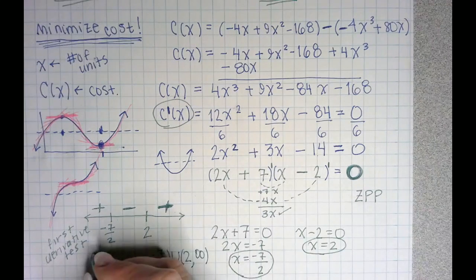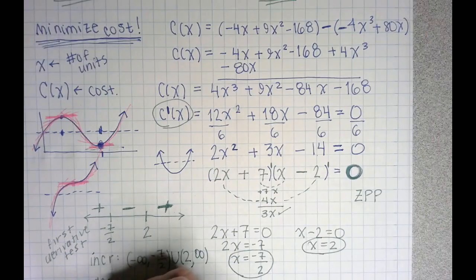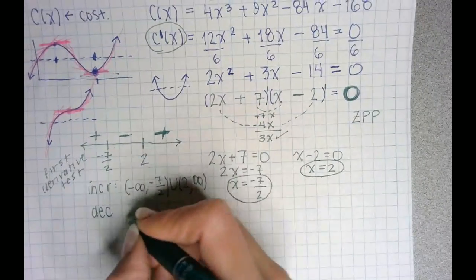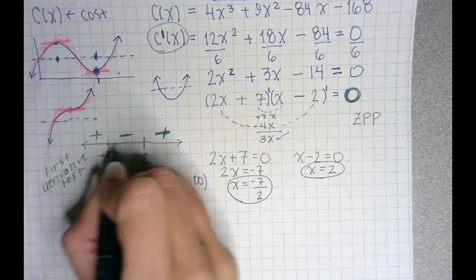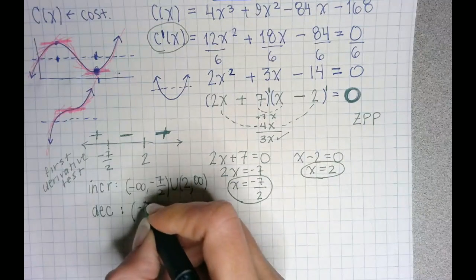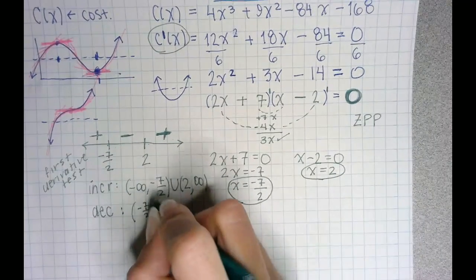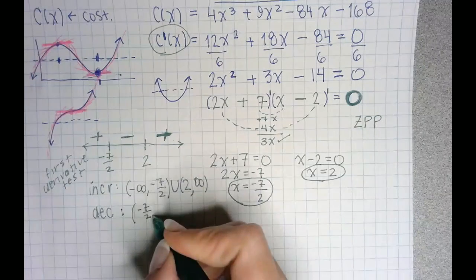That's when we're increasing. And we are decreasing, oh boy, I don't have room. We are decreasing from, and always from left to right, -7/2, oh, why is that so big, until 2.